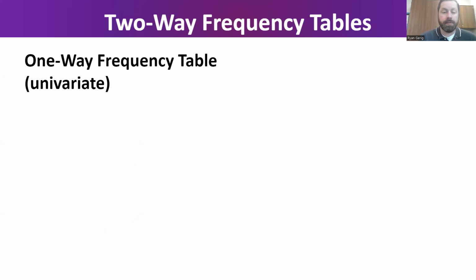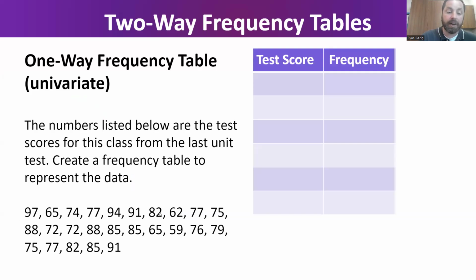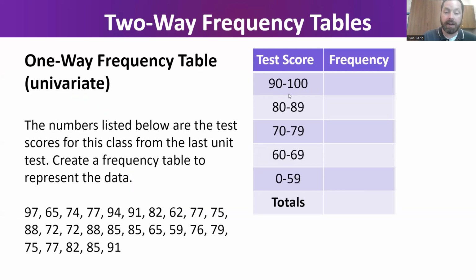It's got one variable. The numbers listed below are the test scores for a class, from the last unit test. Create a frequency table to represent the data. It's not actually our class, it's a different class, but get the idea. The test score is the only variable. Now I'm going to look at A's, B's, C's, D's, and F's. A's are 90 to 100, then B's, C's, D's, and anywhere 0 to 59 would be an F.